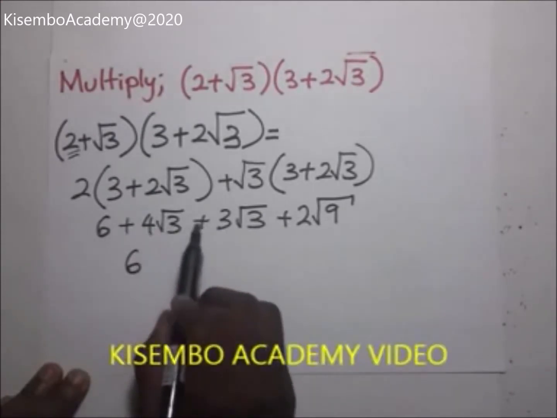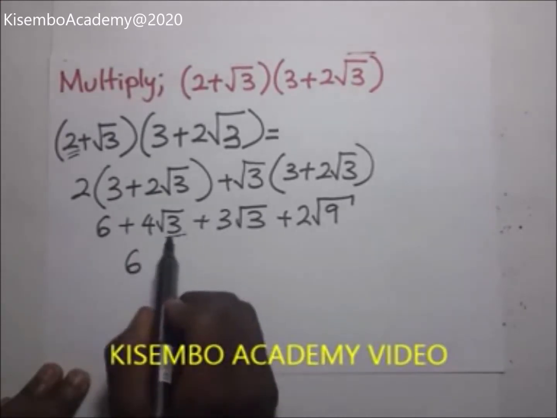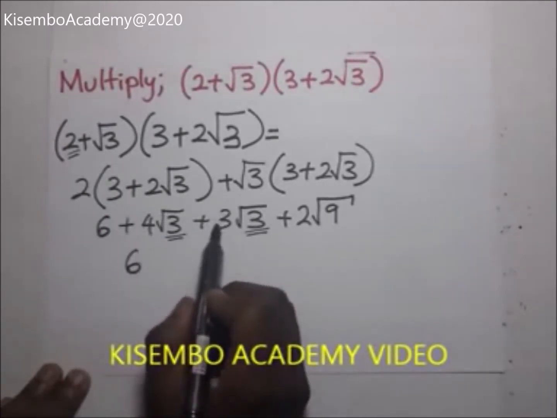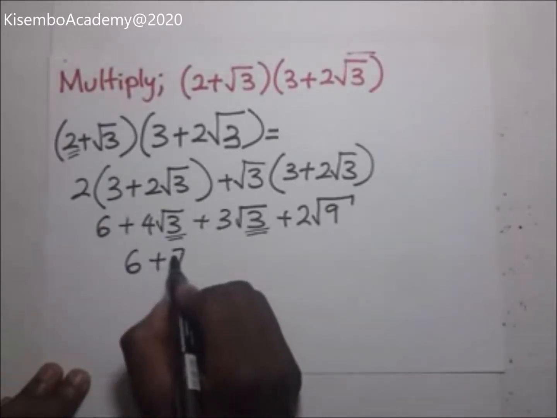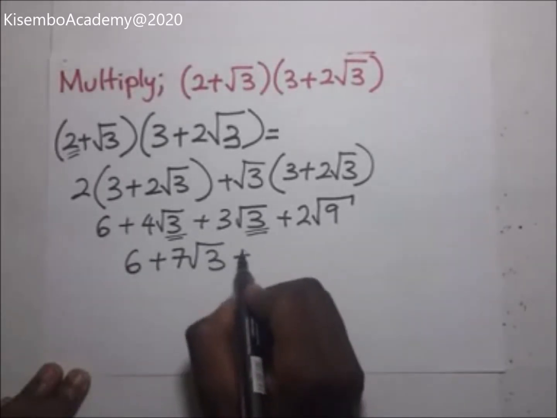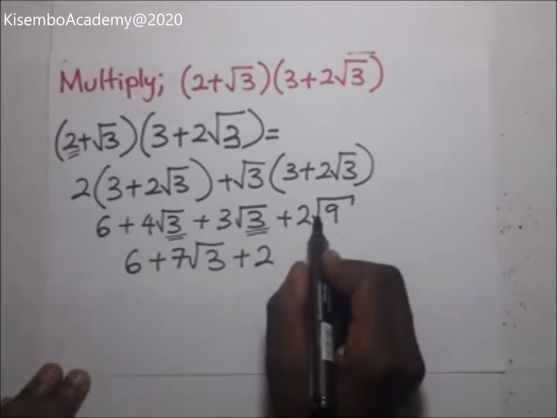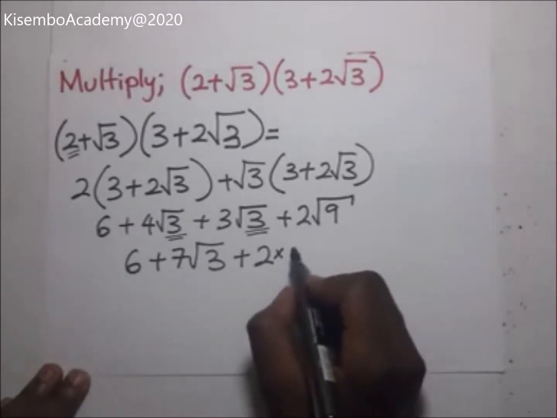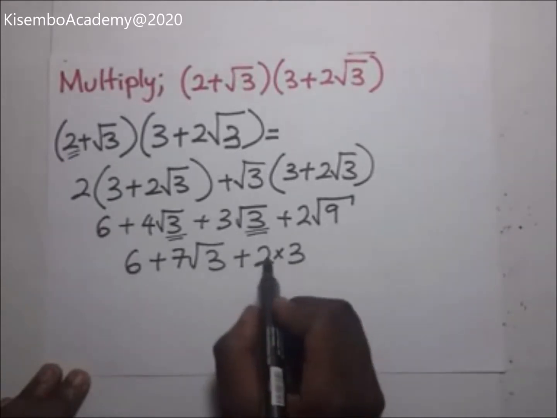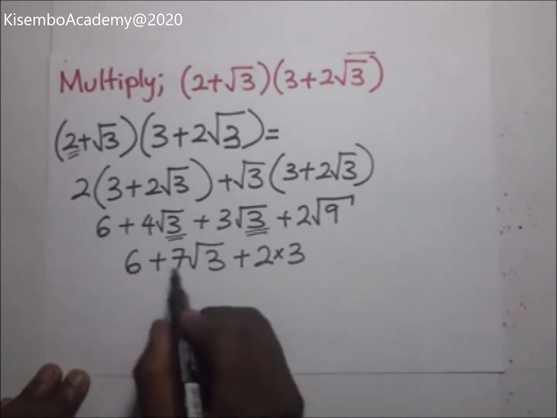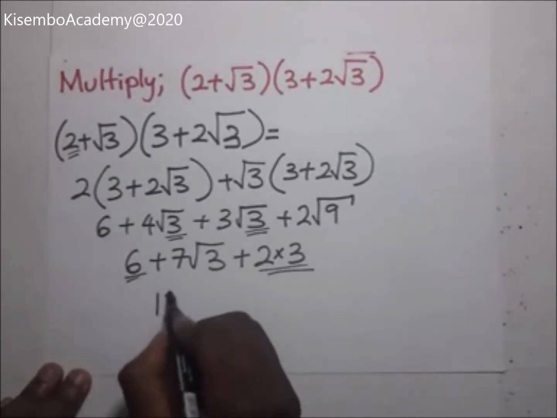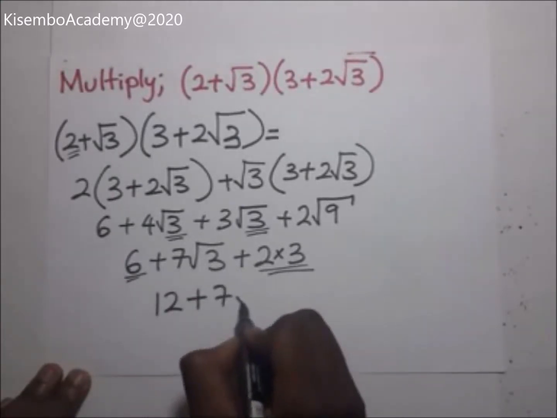Then definitely 4 root 3 plus 3 root 3. These are having the same radical, so they are like terms, so you can add them. This is 4 plus 3. This is going to give you 7 root 3. Then plus 2 times root of 9. Of course, root of 9 is 3. So it's 2 times 3, so you end up with 6. So it's going to be 6 plus this 6, which is 12 plus 7 root 3.